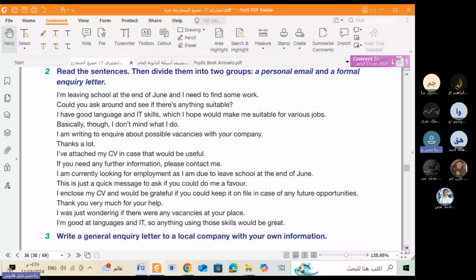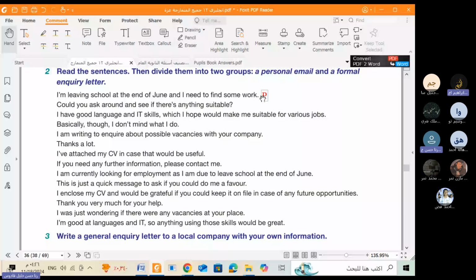Okay? When I say, I'm leaving school at the end of June and I need to find some work, is this statement personal or formal? What do you think, Ibrahim, for the first one? Personal. It is personal, yeah. This can be written in a personal email. Pay attention, I write PE, P for personal and E for email.